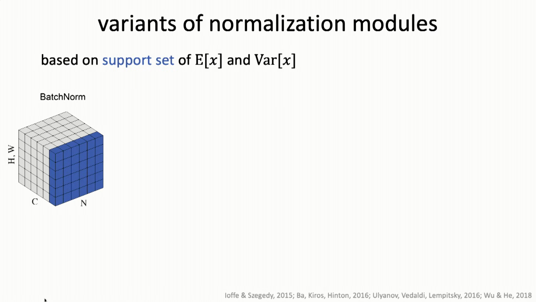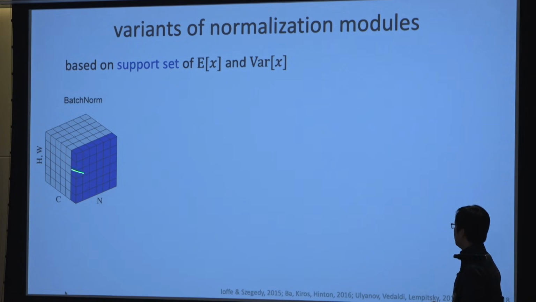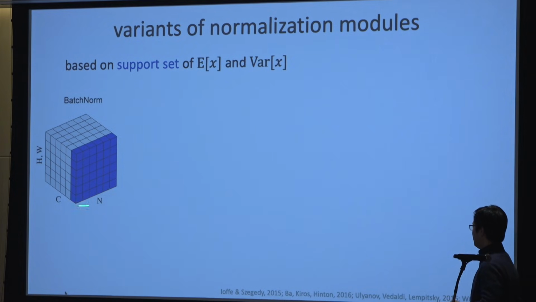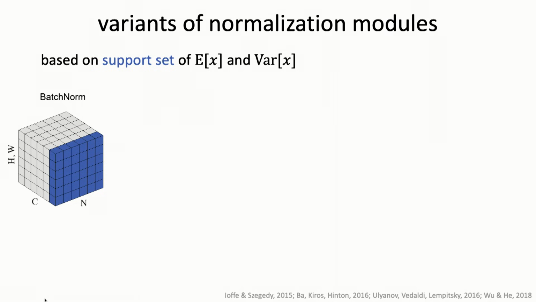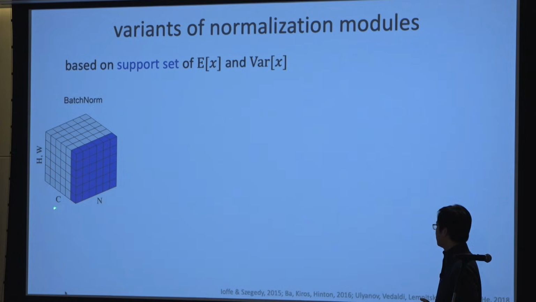In practice, there are many types of normalization modules, and one of the differences between these modules is about the support set in which they compute the mean and variance. For example, in this case, I show a tensor of a 2D image. Here, the N is the axis of the batch size, and C is the number of channels, and H and W are the height and width, which is the spatial size. And this operation represents the batch normalization operation. Basically, it will compute the statistics across the spatial domain and also across the batch domain. This is why it is called batch normalization.